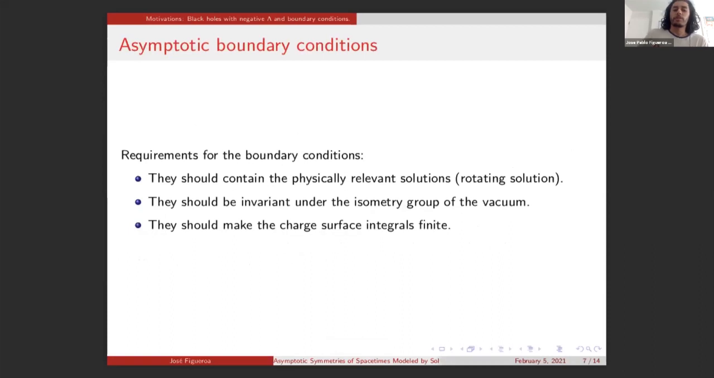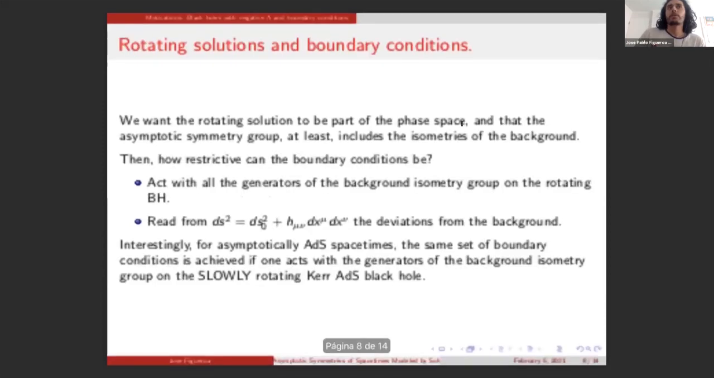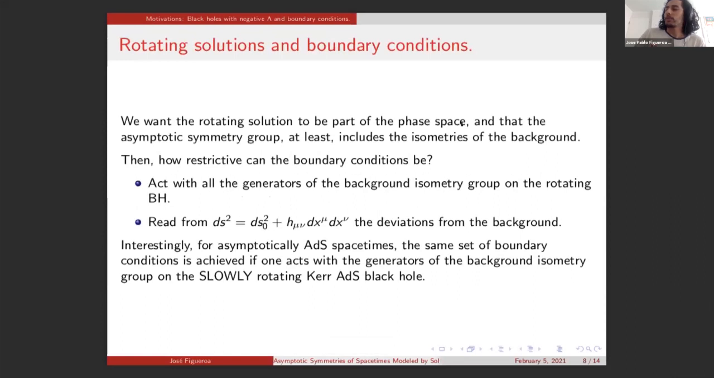Now, since we are in front of a space that is neither asymptotically AdS nor asymptotically locally flat, we went back to the seminal papers of Brown and Henneaux and Henneaux and Teitelboim and followed the procedure somehow. They proposed that the boundary conditions must satisfy the following requirements. They should contain the physically relevant solutions such as the rotating solution. They should be invariant under the symmetry group of the vacuum, and they should make the surface charge integral finite.